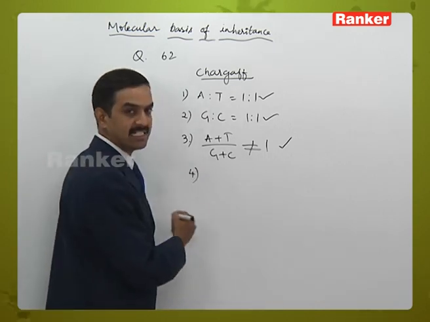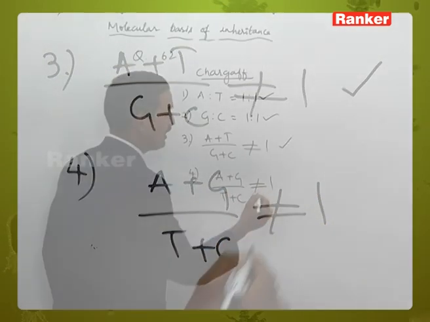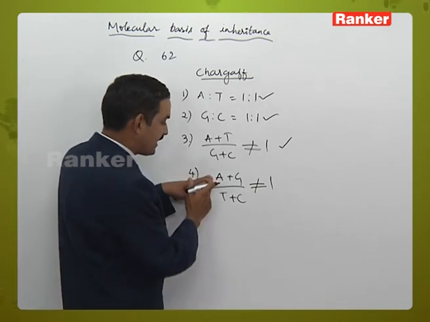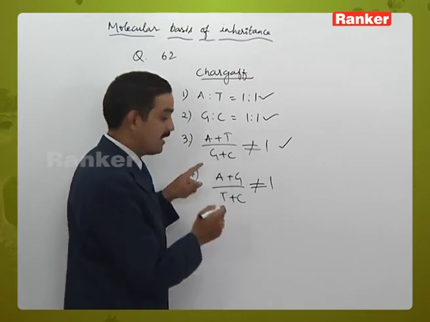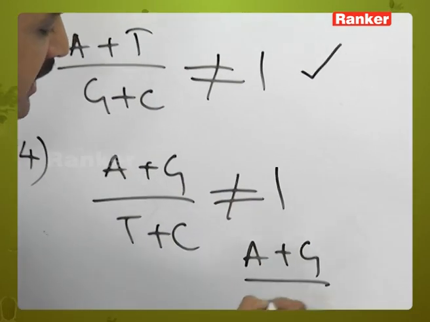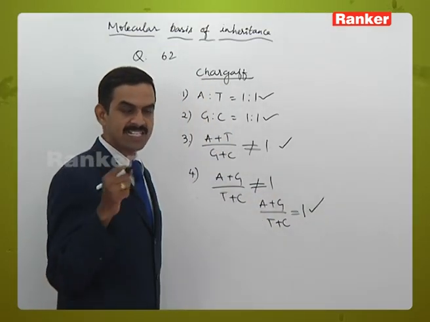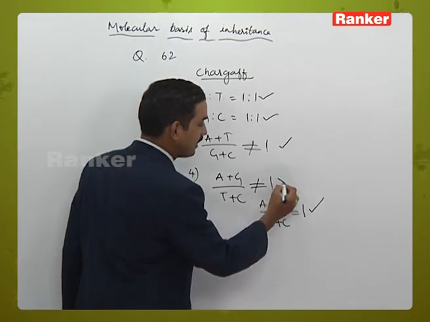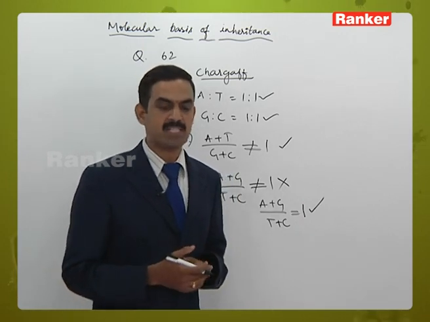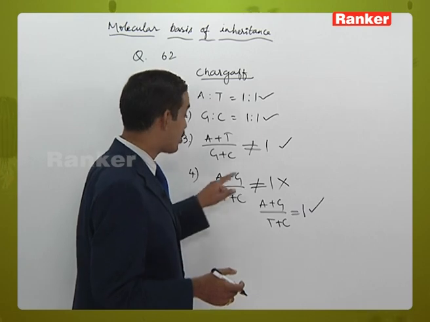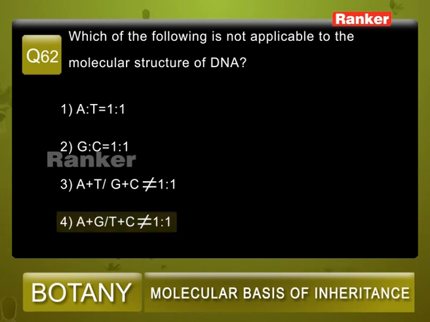When it is coming to the fourth one, that is A plus G by T plus C is not equal to 1. Actually, whatever the number of adenines there are, an equal number of thymines are there. Whatever the number of guanines there are, an equal number of cytosines are there. Actually, it should be A plus G by T plus C is equal to 1. This is the correct one related to Chargaff rule, that is applicable to DNA molecule. But this is the incorrect one. So, out of the 4 options, the one not applicable to DNA structure is A plus G by T plus C is not equal to 1. So, question number 62, the correct answer is 4.